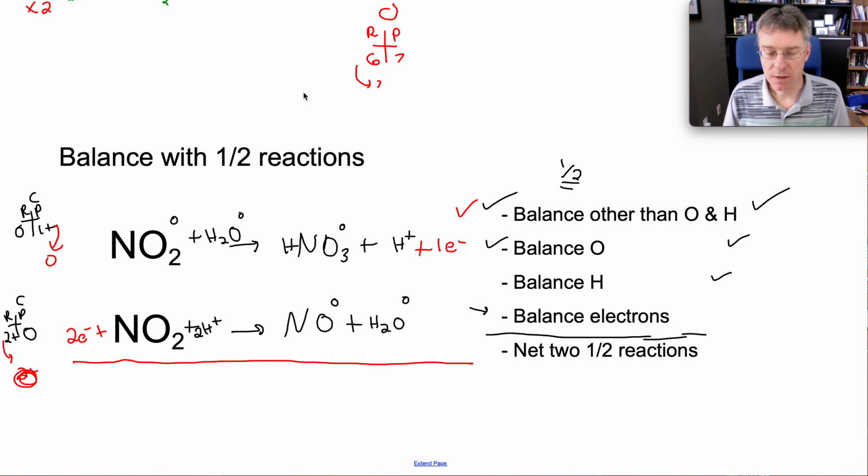Either method will work for balancing full reactions, the 2 halves or the oxidation states. But we can't balance until we balance the electrons. So we've got 2 and we've got 1. So we have to double everything in this top half reaction. So no number here, 1, we'll double it to 2. No number here, which is a 1, we'll double it to 2. No number, we'll double the 1 to a 2, and double the 1 to a 2. And now we can balance.